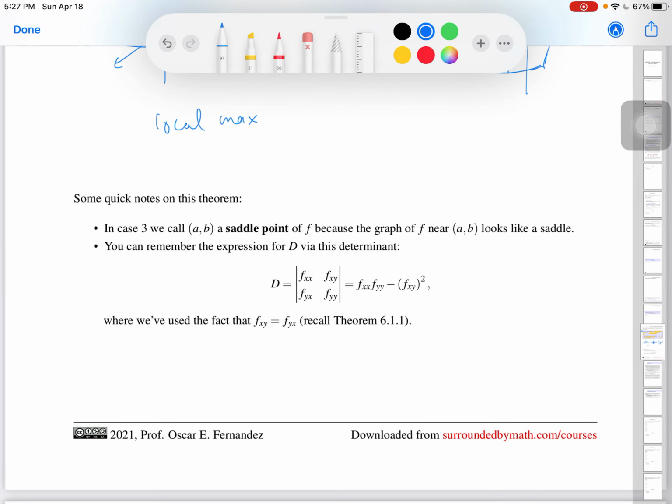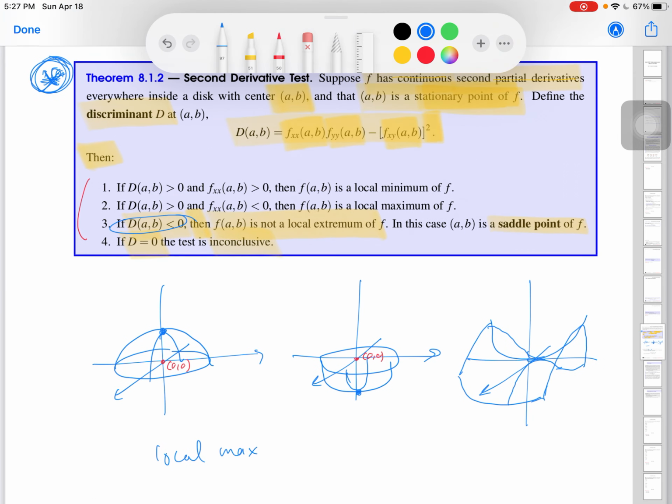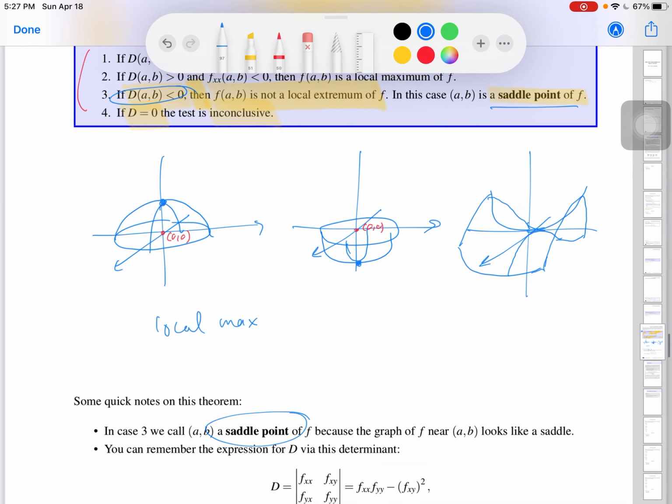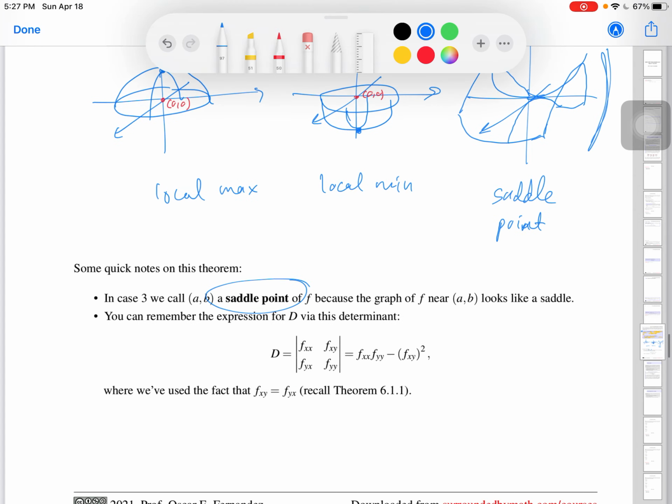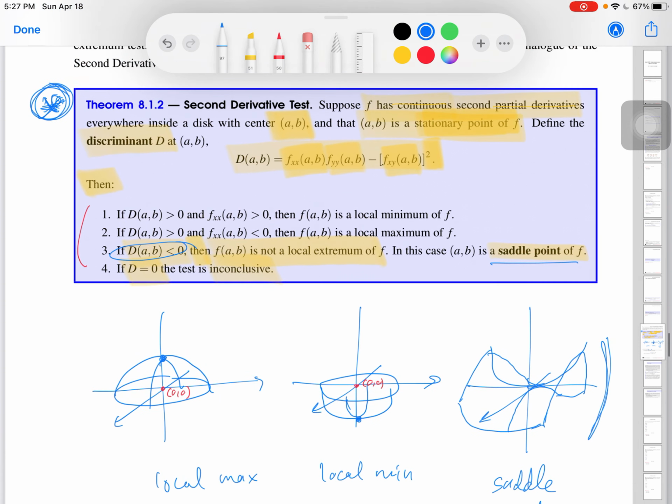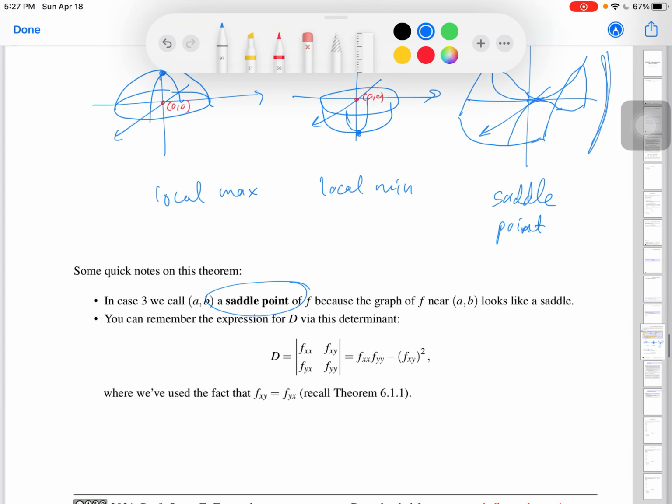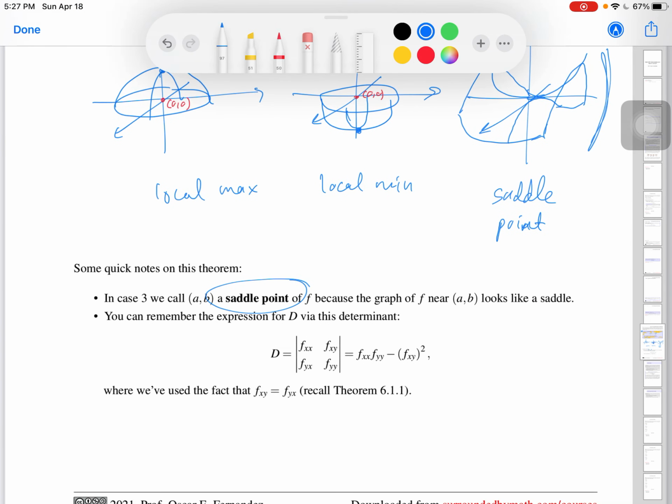Okay, so some comments here. We call case 3, scroll up here, the case when D is negative, a saddle point because, as I've tried somewhat unsuccessfully to draw here, the graph looks like the graph of a saddle that you would use to ride a horse, for example. And this was the local minimum graph. Okay, the expression for D up here is one that is a little difficult to remember. It's not too bad, but still. It may be a little easier to remember if you remember this way of computing it.